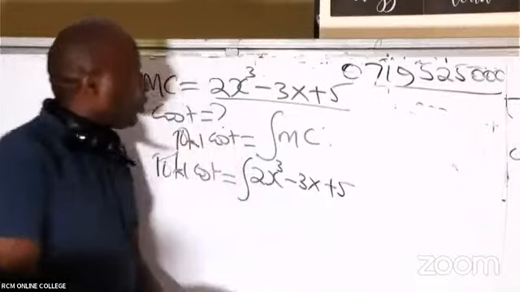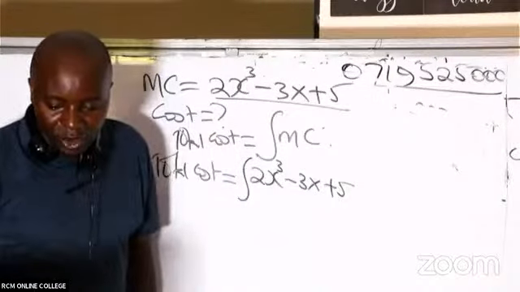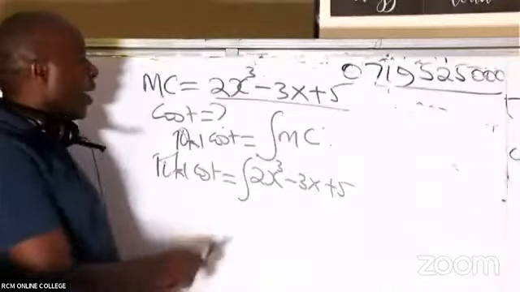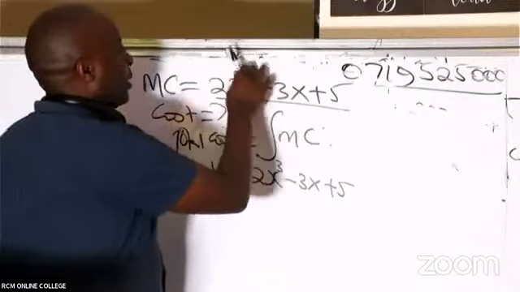Is it x cubed, or let me see again. I think I must have taken it wrongly. It's 2x squared. It is 2x squared here.